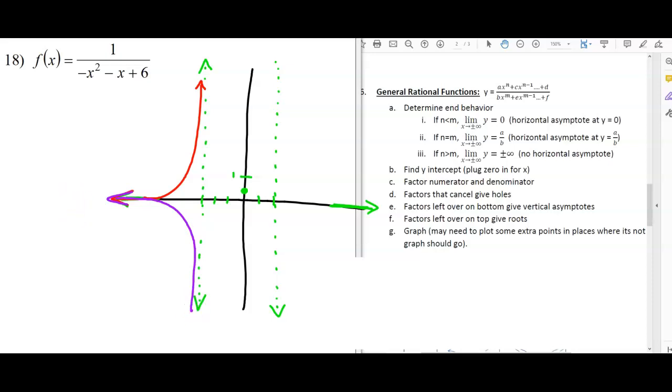Okay, well, when you're not sure, you have to pick a point to see. So what I'm going to do is pick a point somewhere over here. That would be maybe -4. So I'm going to plug -4 in up here.